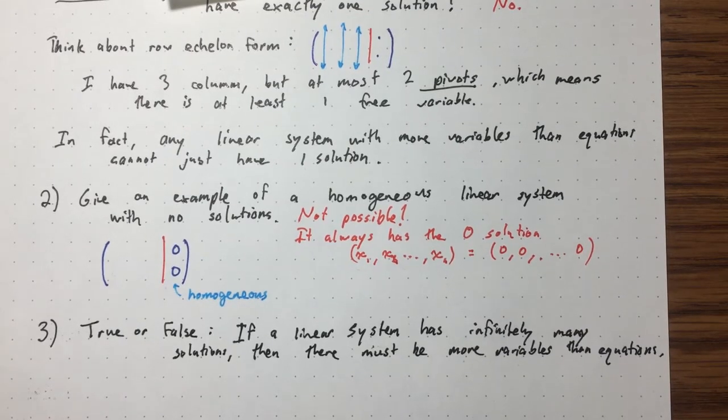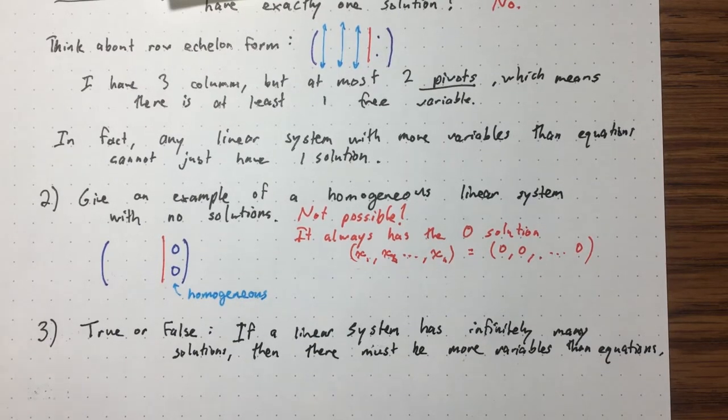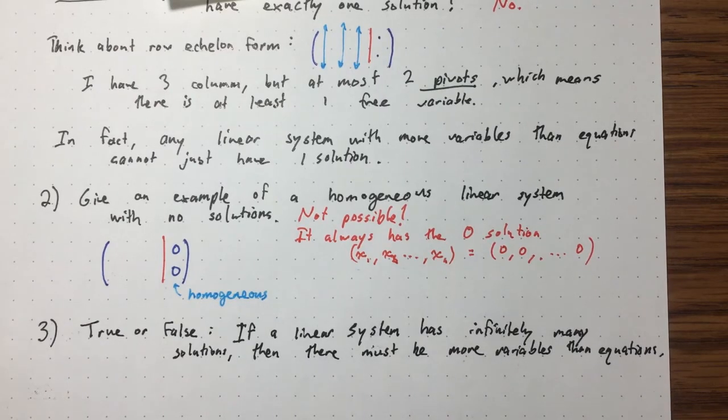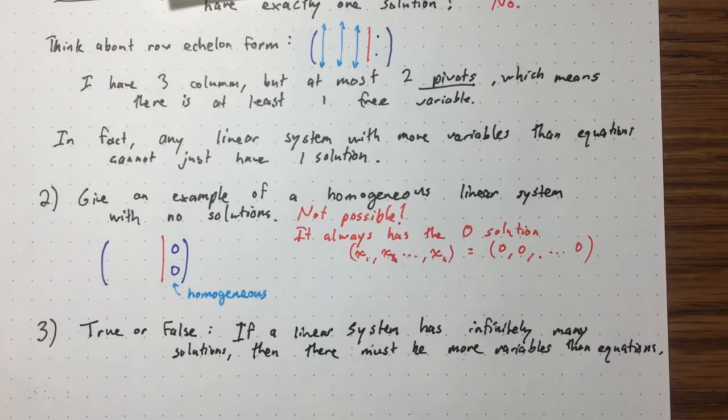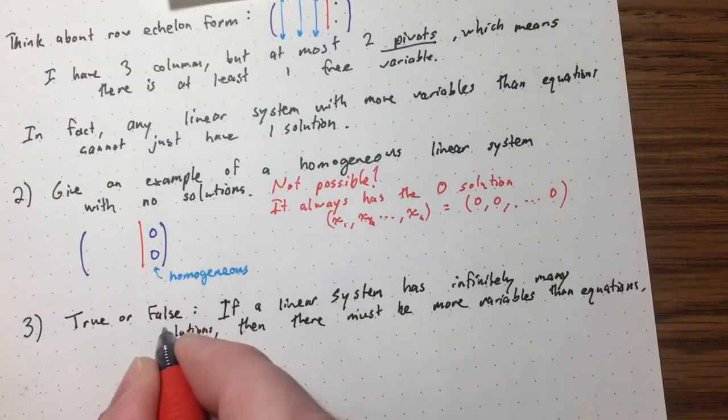Okay? So it's saying if we have fewer variables than equations, or the same number of variables as equations, then we can never have infinitely many solutions. That's what this is saying. Okay? And that's not true, actually. So this one turns out to be false. So I'll circle the false.